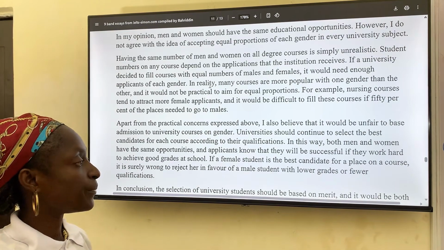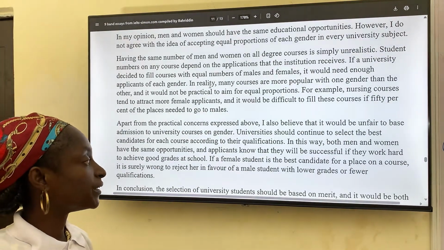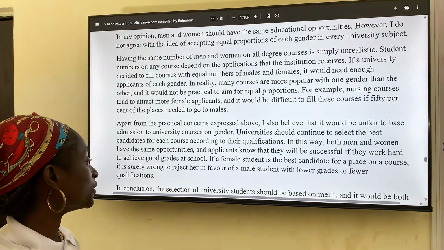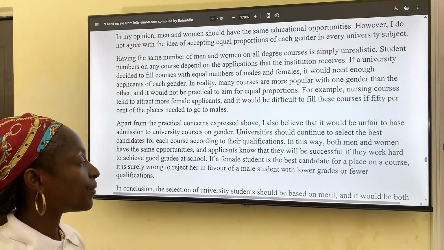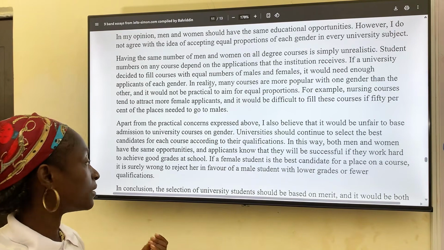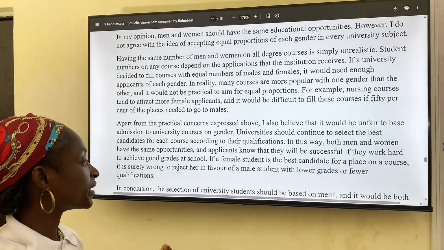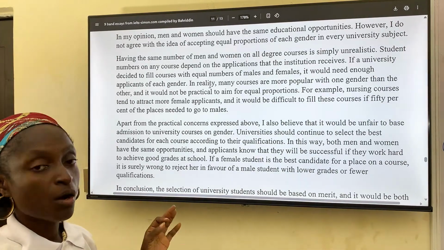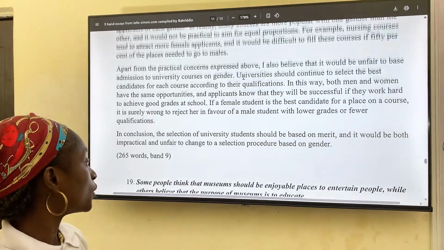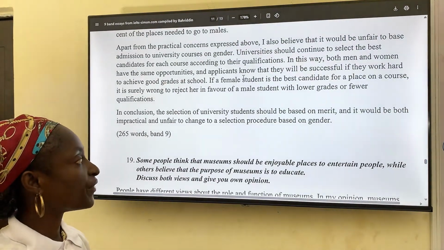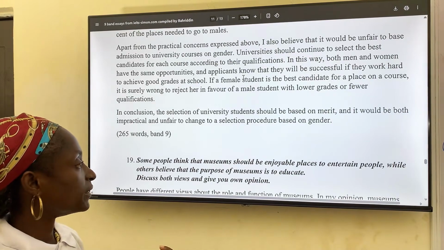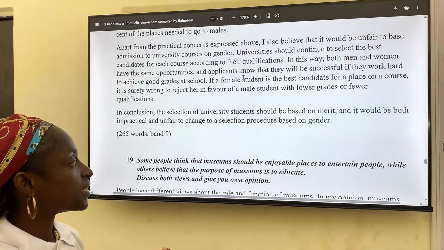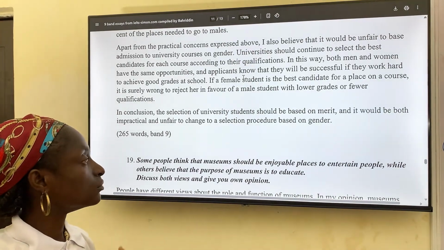In this way, both men and women have the same opportunities, and applicants know that they will be successful if they work hard to achieve good grades at school. If a female student is the best candidate for a place on the course, it is surely wrong to reject her in favor of a male student with lower grades or fewer qualifications. In conclusion, the selection of university students should be based on merit, and it would be both impractical and unfair to change a selection procedure based on gender.